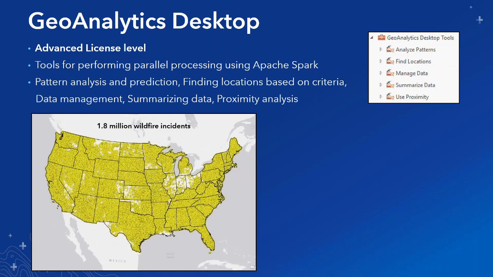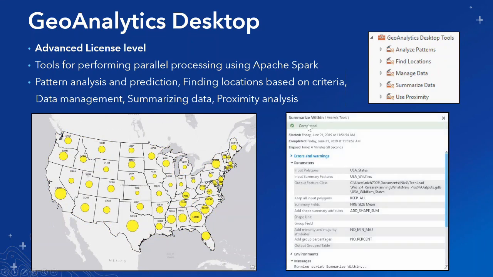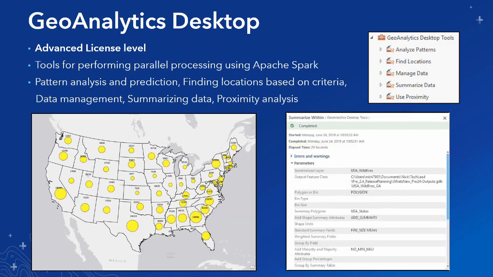So an example here is this example I did where I mapped 1.8 million wildfire incidents in the US. And what I wanted to do is to get a count of wildfire incidents per state. So using the traditional summarize within tool, so not GeoAnalytics Desktop, this aggregation of 1.8 million records to 50 states took almost 5 minutes. Using the same tool, but with GeoAnalytics Desktop, this aggregation took only 29 seconds. That's about a 10 times difference. Okay, so doing these sort of traditional GIS type of analyses, but with distributing the processing over multiple cores.